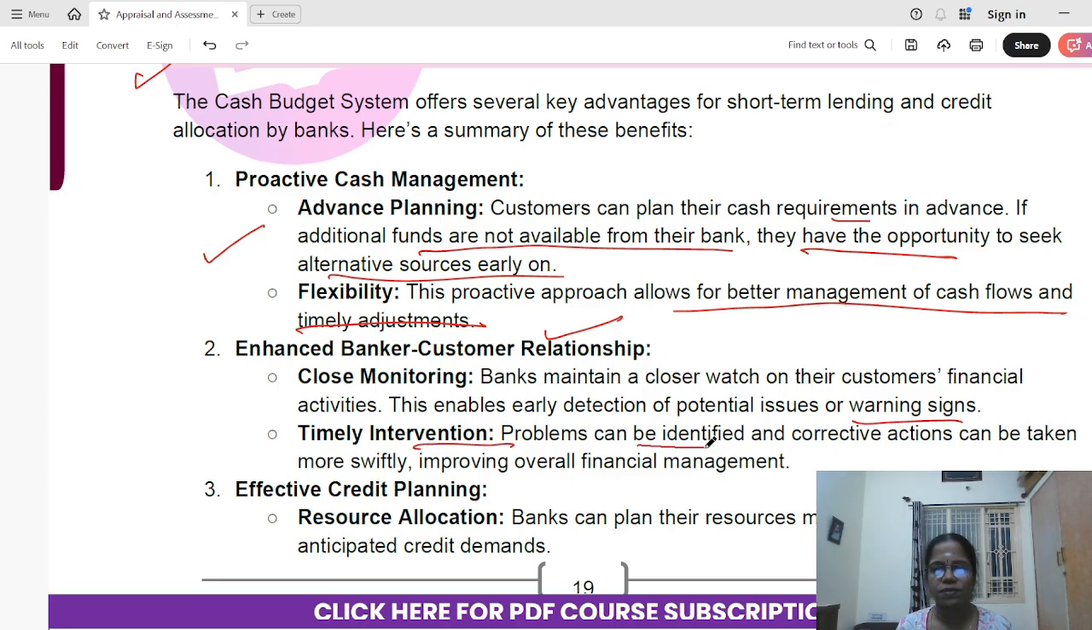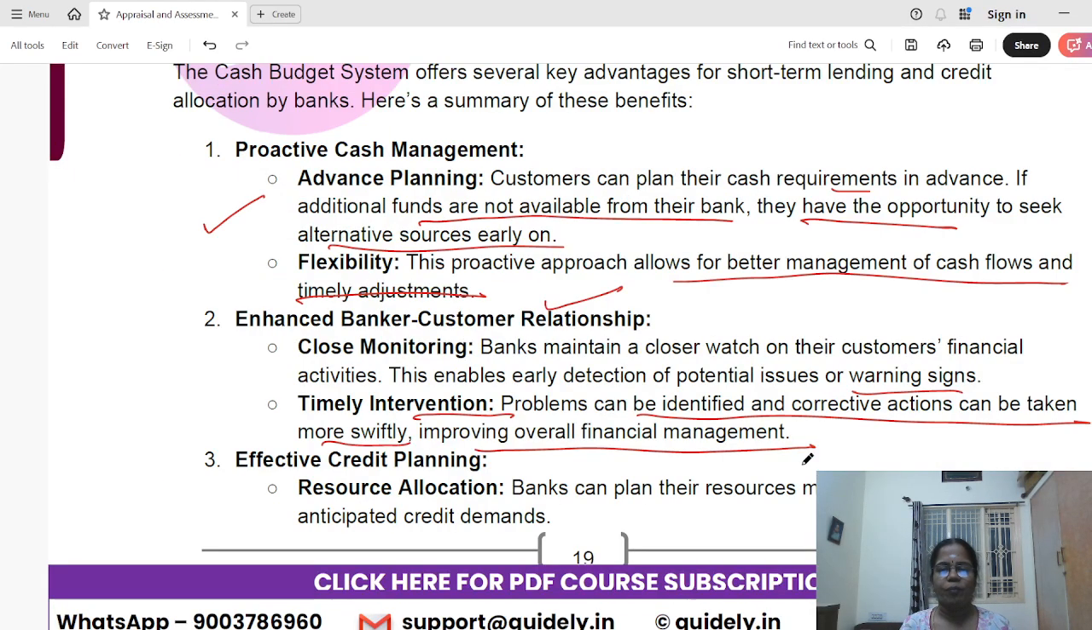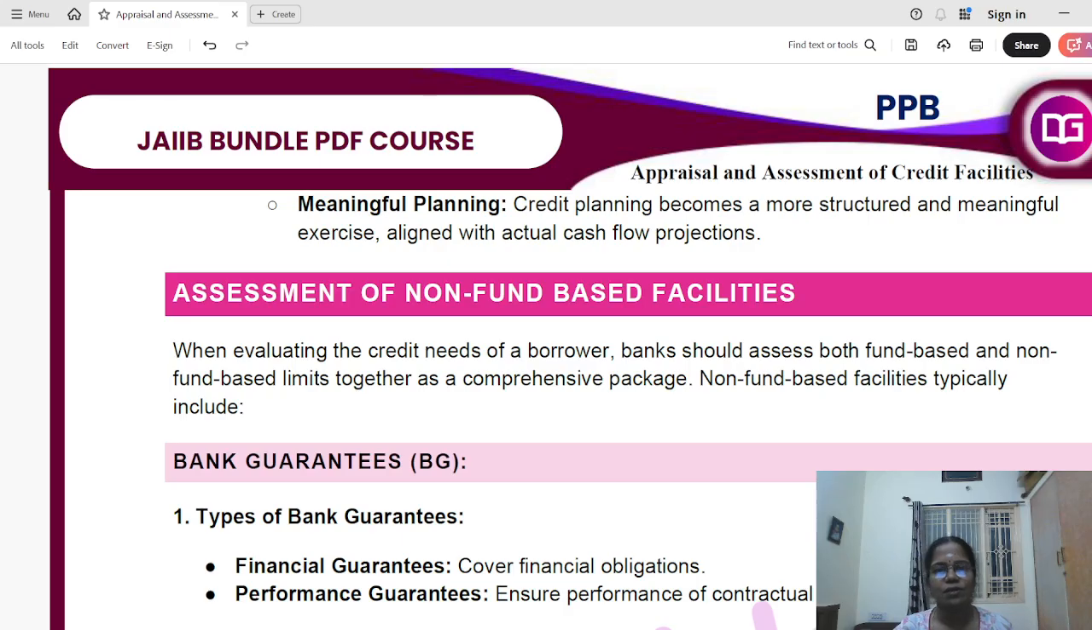Timely intervention: problems can be identified and corrective actions can be taken more swiftly, improving overall financial management. Effective credit planning and resource allocation: banks can plan their resources more effectively to meet the anticipated credit demands. With meaningful assessment, credit planning becomes more structured.